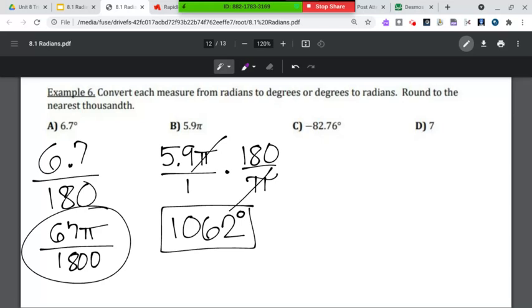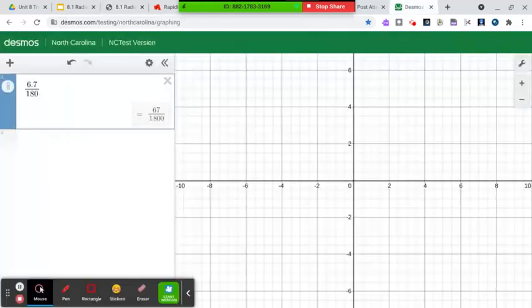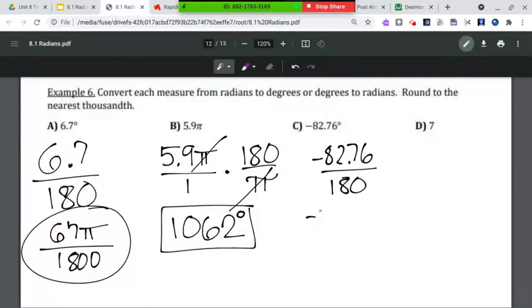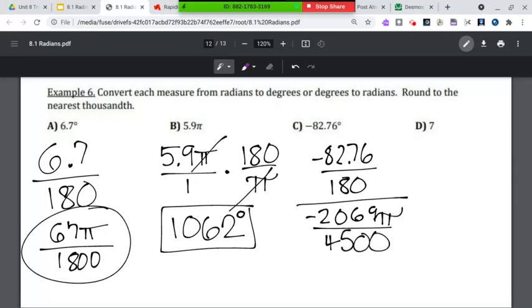Letter C is a degree measure. We want to convert it to a radian measure. Negative 82.76, put it over 180. Let's do that in Desmos. Negative 82.76 divided by 180. Hit that little fraction button. Negative 2,069 over 4,500. That's a whopper. And then we got to put our pi. There's our radian measure.